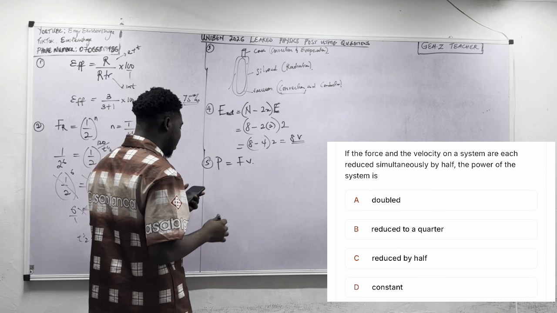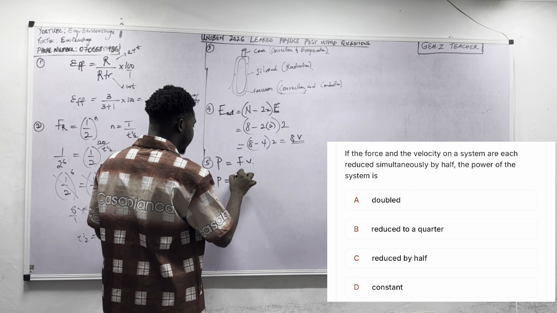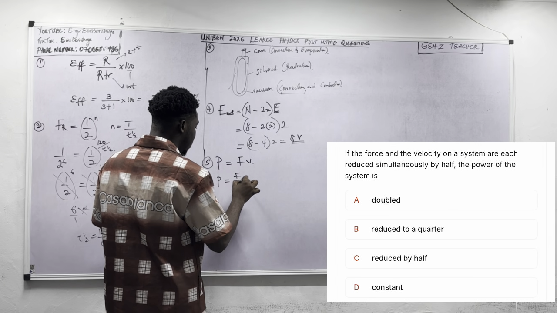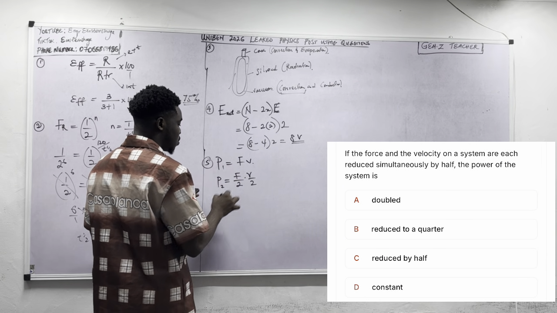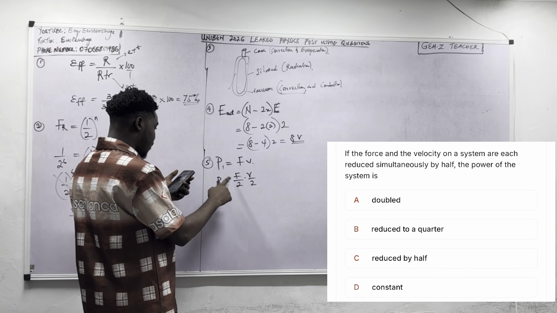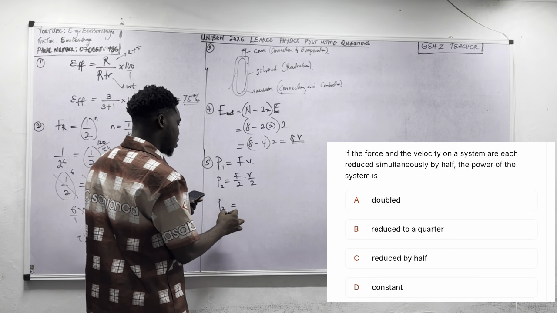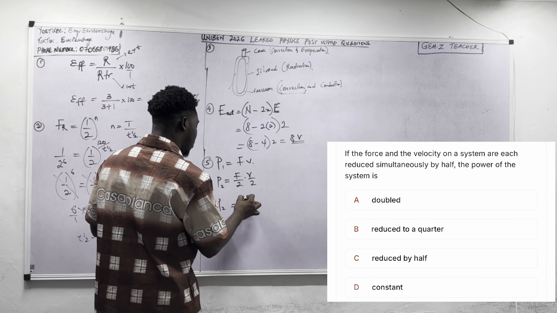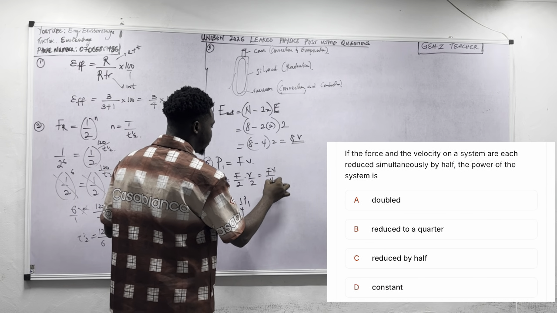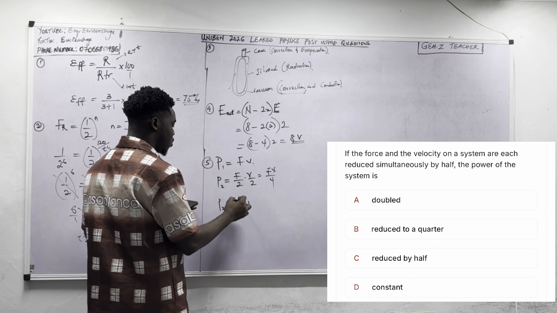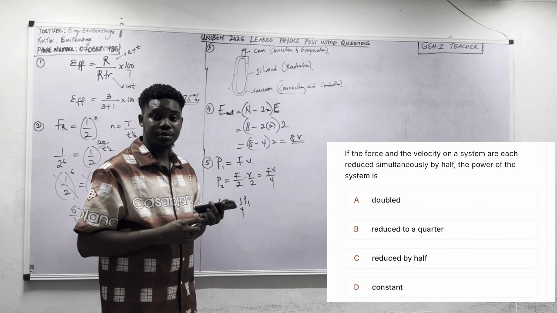Okay, so basically the force was reduced by half. So the new force is F over 2, and the new velocity is also F over 2. So speed 1 is speed 2. Okay, now if you compare, power 2 is actually 1 over 4 of power 1, because this will give you FV over 4, and FV is power 1, so 1 over 4. So the answer should be reduced to a quarter, option B.